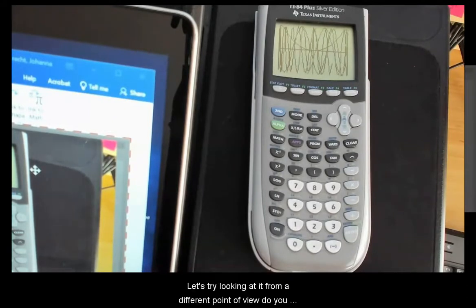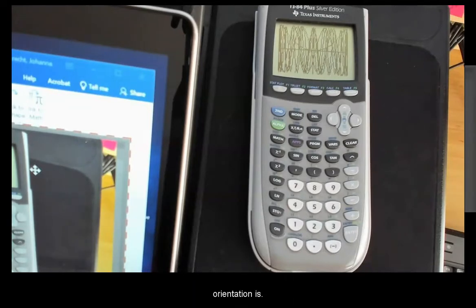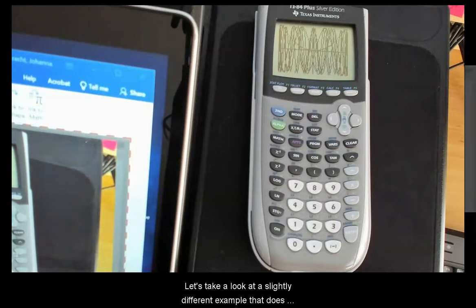Let's try looking at it from a different point of view. Do you see that it keeps tracing and tracing? There's no obvious orientation here and no obvious graph. If you allow this to go long enough, it will eventually fill up the screen where all the pixels will be black, and it will be very difficult to actually discern what the orientation is. Let's take a look at a slightly different example that does something similar and yet a little bit different.